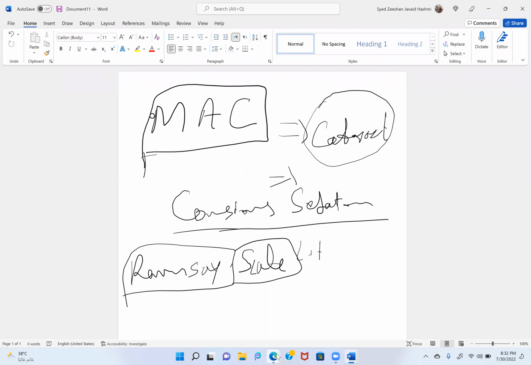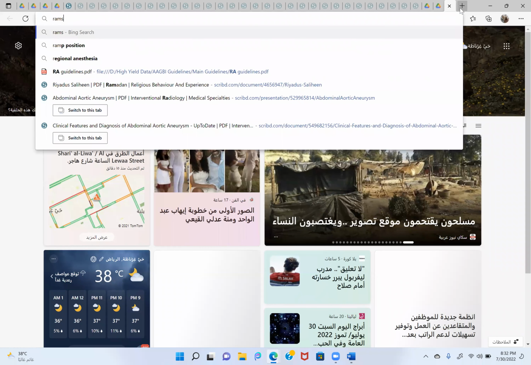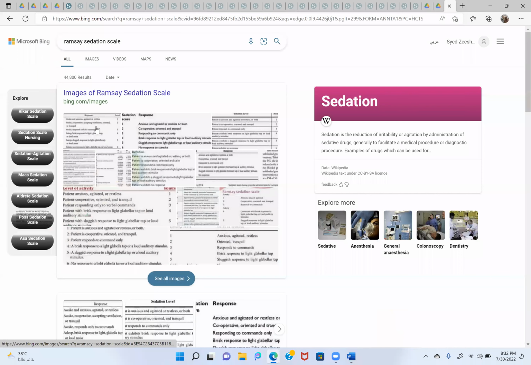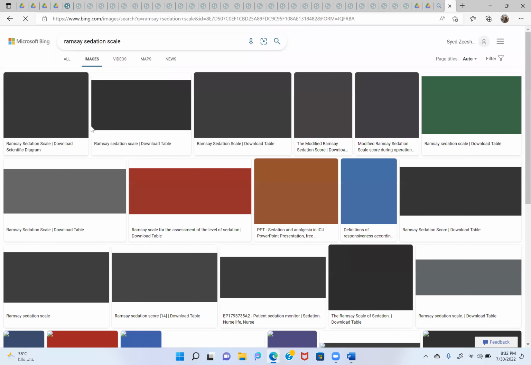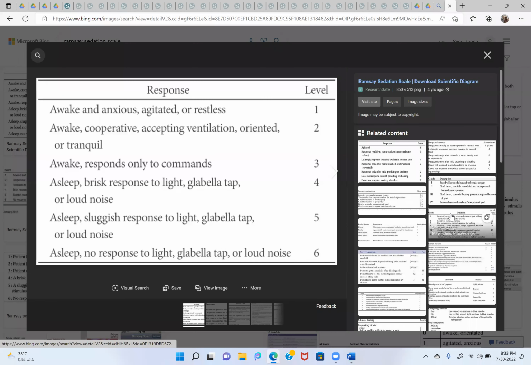Have you heard of this Ramsay sedation scale? So this is the Ramsay sedation scale. The patient is relaxed at level 1, and you can find out more about it. Usually you want it at around this level.